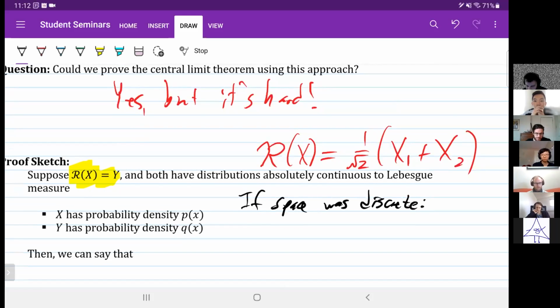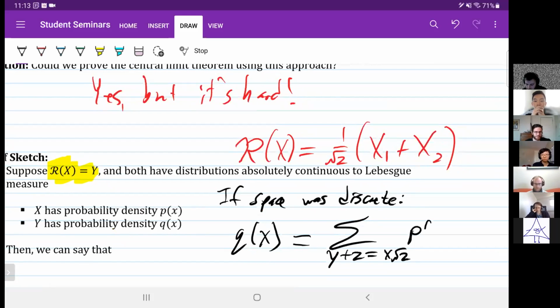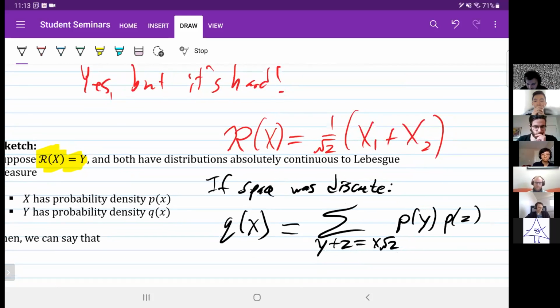So if space was discrete, we could think about q of x as the probability that capital Y is equal to lowercase x. If space is discrete, then q of x ought to be equal to the sum over y plus z equals x times root 2 of p of y, p of z. It ought to be the number of ways that I can combine two things with probability distribution p, add them together, and get x times root 2. We'll pause for a moment to let that sink in.